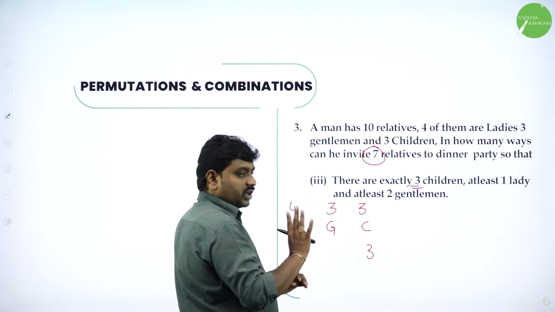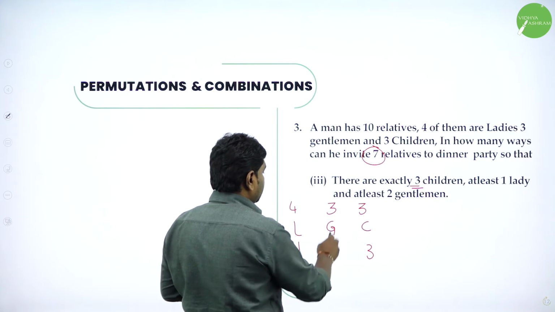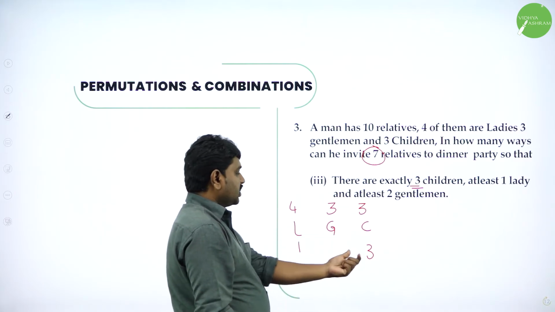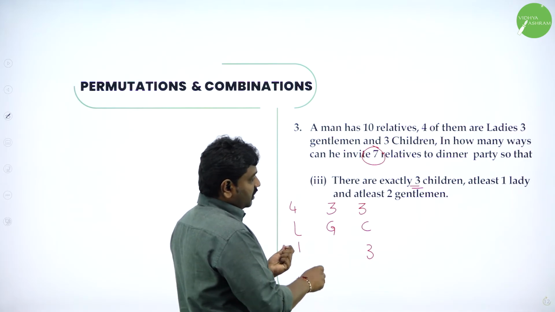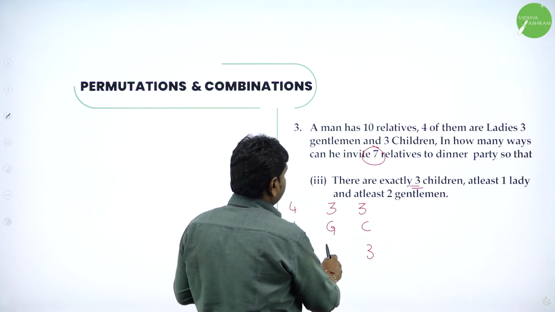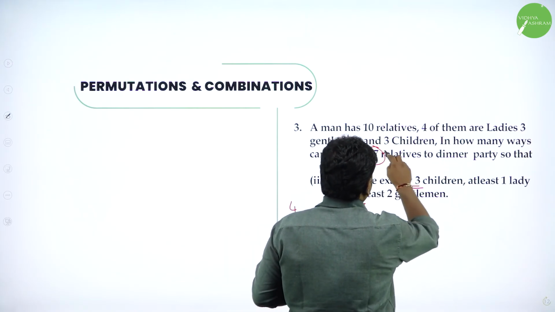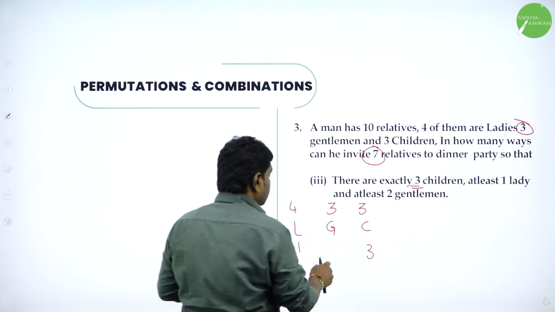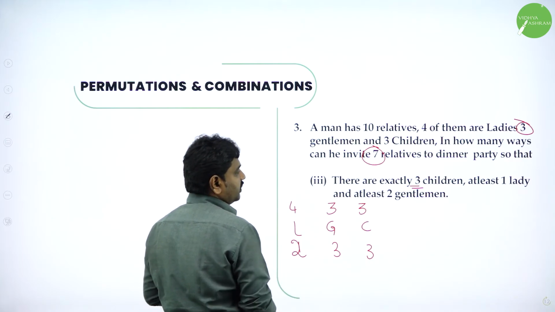3 plus 1, 4 I have invited. The remaining 4 I have to invite, but I have only 3 gentlemen. So please observe, 3 children I have invited. At least one lady means one or more. If I invite one, then I should invite 4 gentlemen to make 7, but how many gentlemen do I have? Gentlemen available is 3, so this is only 3 maximum. So at least 2 ladies I have to invite.